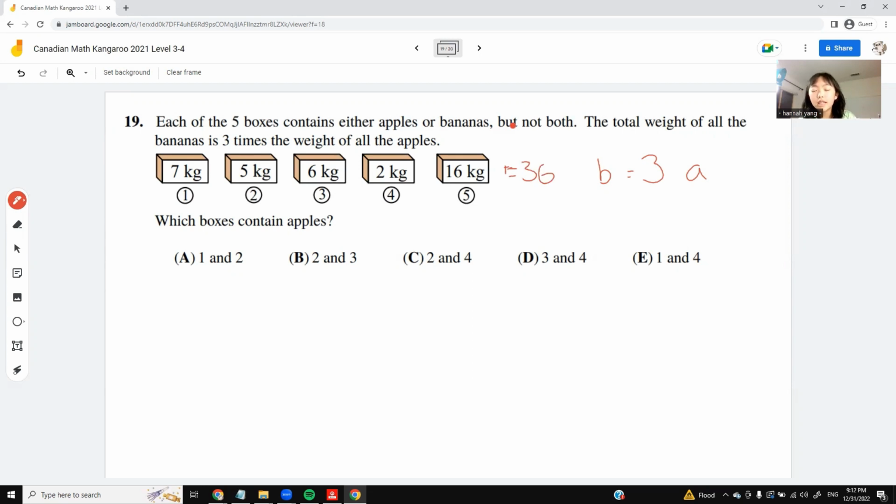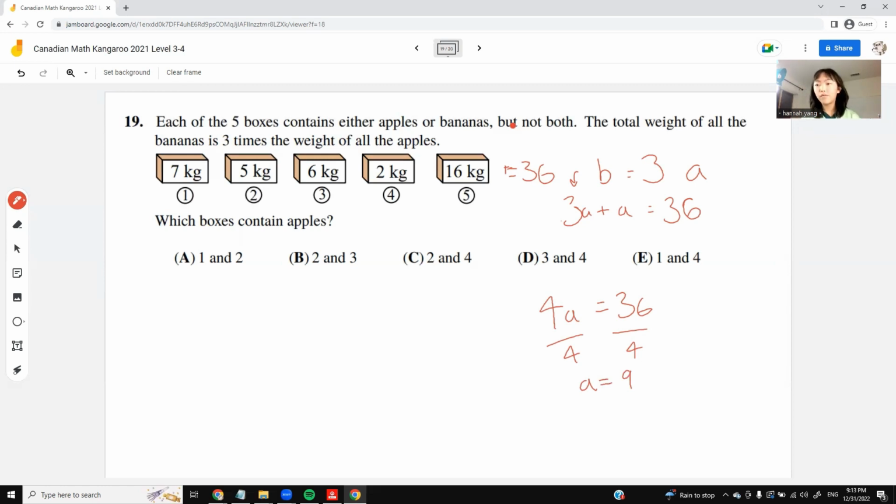And so basically what we can do to convert this into an equation is we can do 3A plus A equals 36. Because this 3A is supposed to be represented by the weight of bananas, but we can instead substitute that out. So now we simply have 4A equals 36. So if we divide it by 4 on each side, then we know that A is equal to 9. So the total weight of the apples is 9 pounds.